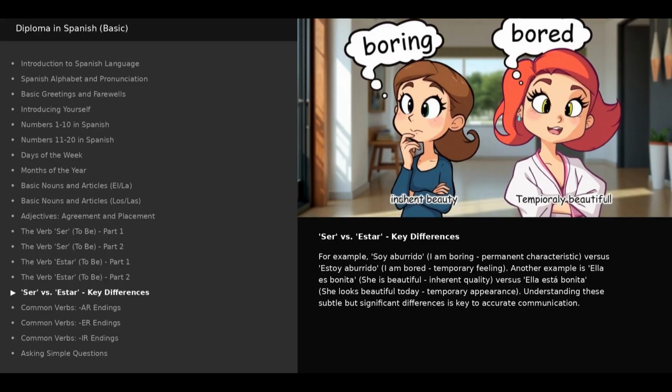For example, soy aburrido, I am boring, permanent characteristic, versus estoy aburrido, I am bored, temporary feeling. Another example is ella es bonita, she is beautiful, inherent quality, versus ella está bonita, she looks beautiful today, temporary appearance. Understanding these subtle but significant differences is key to accurate communication.